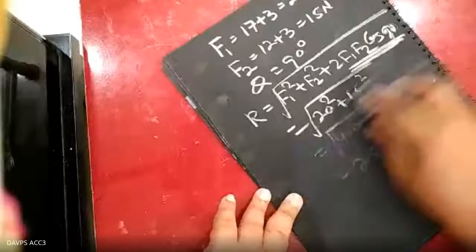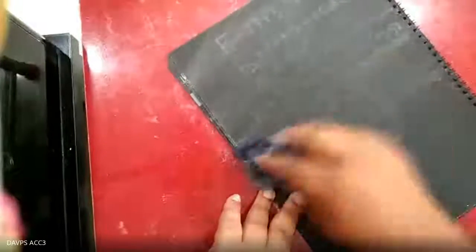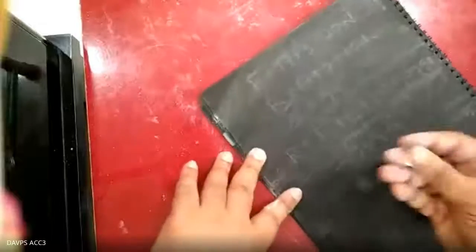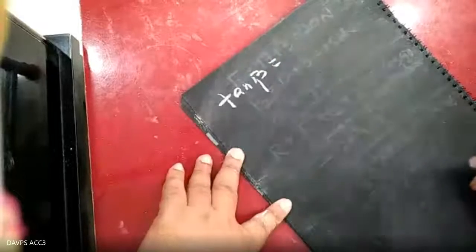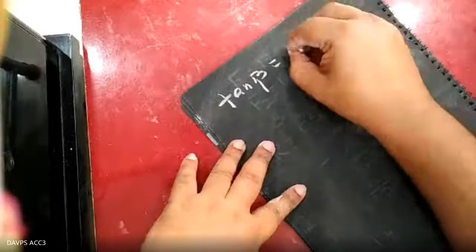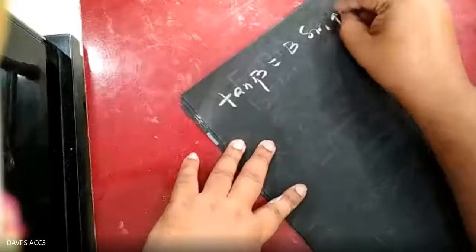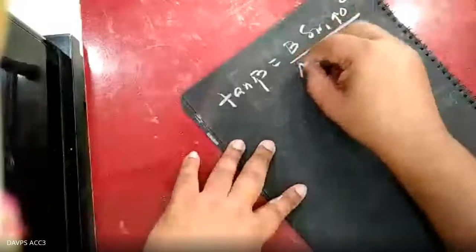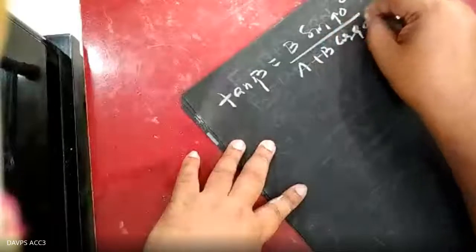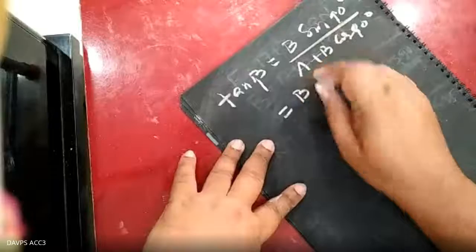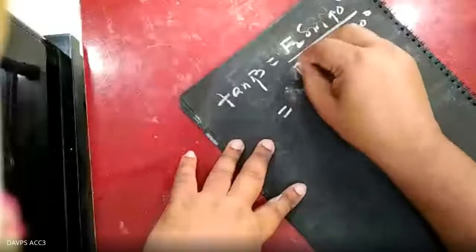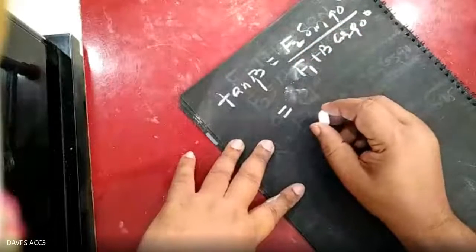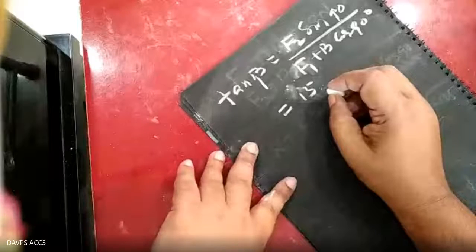And if you calculate the beta here, what is the angle made by the resultant? So tan beta equal to B sin theta, B sin 90 degree upon A plus B cos 90 degree. If you put these values, simply it is equal to F2 by F1. Already you have taken F2 and F1. So what was F2? I think 15. F2 was 15. Yes, sir. And what is F1? 20.